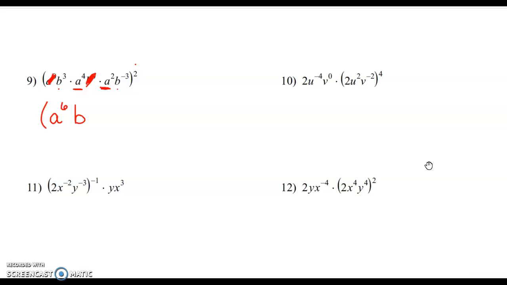B to the third times b to the negative 3. When you multiply like bases, you add the exponents. So 3 plus negative 3 is 0. Still to the power of 2. Oh, nice, because now b to the 0 is gone, so I only have one place to bring it in. So a to the 6 squared would be a to the 6 times 2, which is 12. A to the 12.